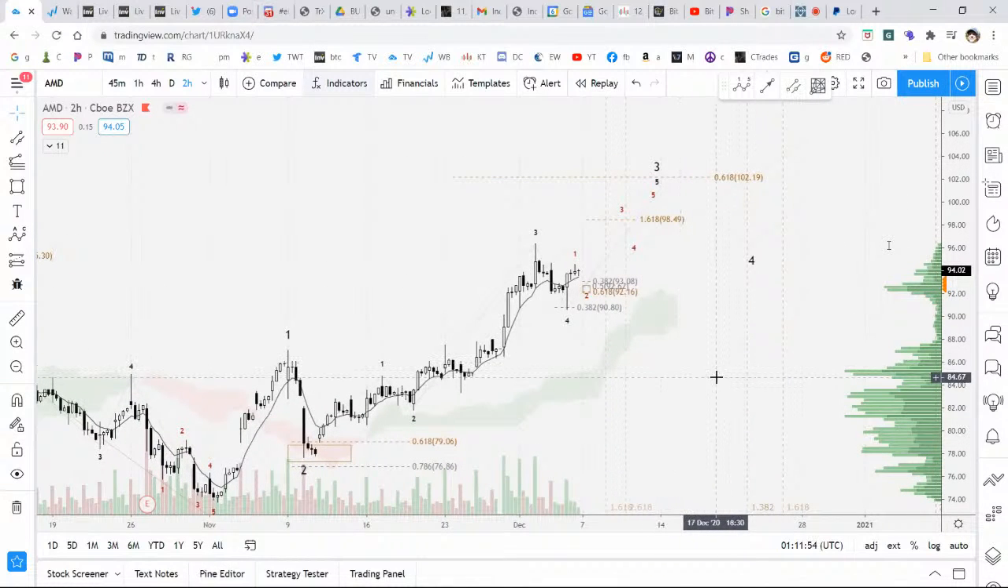So for AMD, no, this is a nice chart. We've got a nice wave 3 up, wave 4 down, and we're going up in another wave 5, which will finish the wave 3.